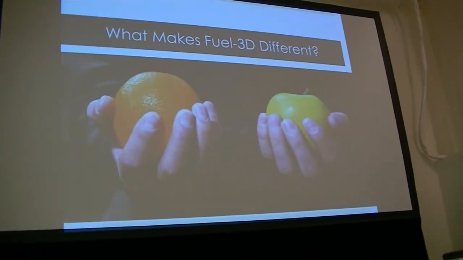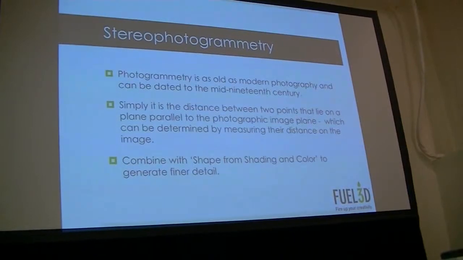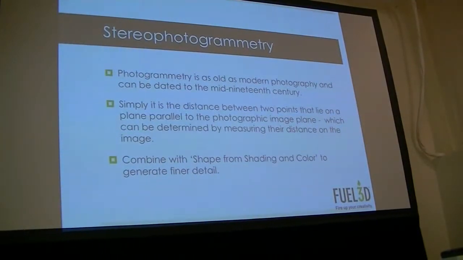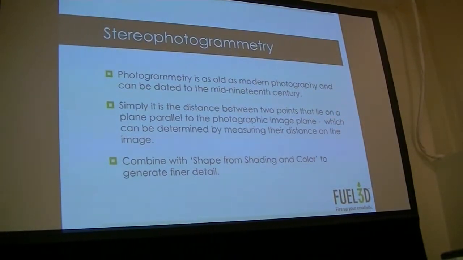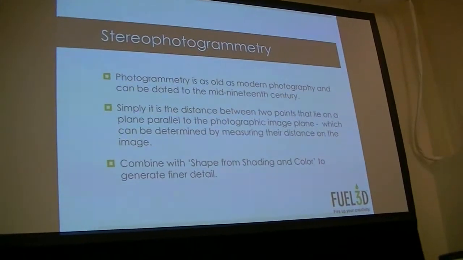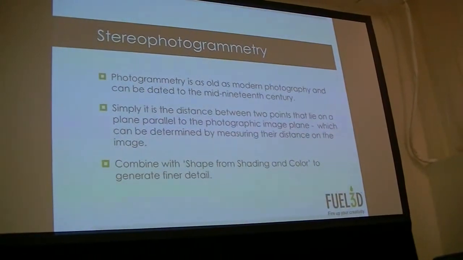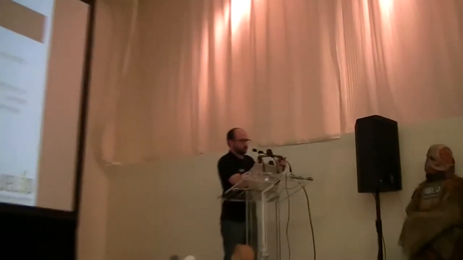So what makes us different? We use a process called stereophotogrammetry. Photogrammetry is essentially one of the oldest types of 3D imaging. I'm going to go over this briefly so it sums it up. We use two different cameras at two different angles, and then we use three different lighting sources.